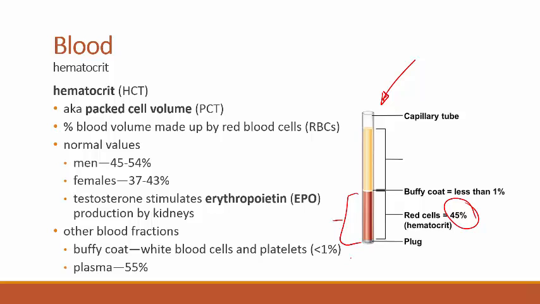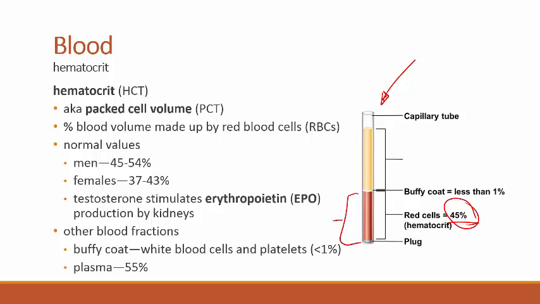And then the remainder is blood plasma and white blood cells. So the average for humans is about 45% red blood cells, but this is different for men and women. Men range between 45 and 54% red blood cells, while women have a slightly lower 37 to 43% red blood cells in their blood. And the primary reason for this difference between men and women is testosterone.